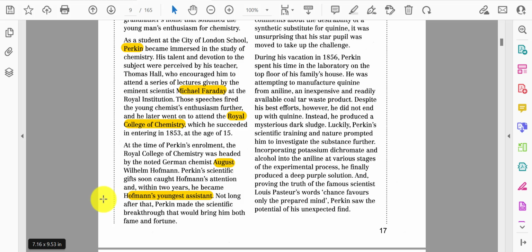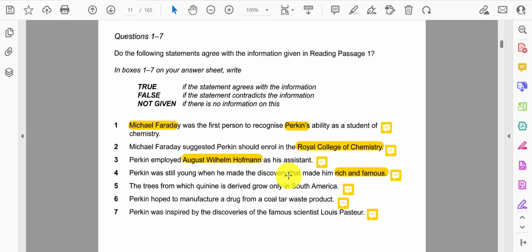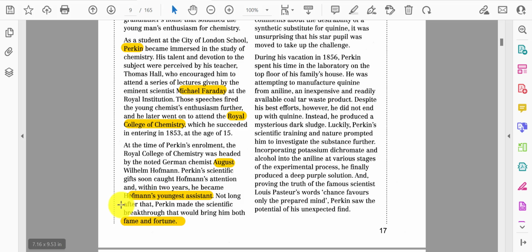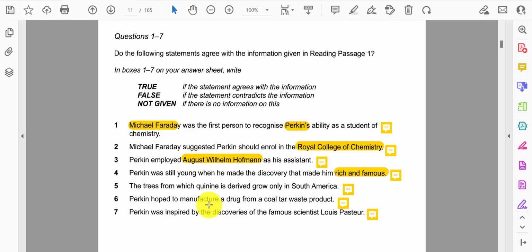I continue scanning the passage exactly from the sentence I left. I underline fame and fortune, which are synonyms for rich and famous. Read the question one more time. Perkin was still young when he made the discovery that made him rich and famous. Not long after that, Perkin made the scientific breakthrough that would bring him both fame and fortune. Not long after he became Hoffmann's youngest assistant, Perkin made the discovery. It can be understood that Perkin was still young when he discovered synthetic dye. Right through here and go for the next question.